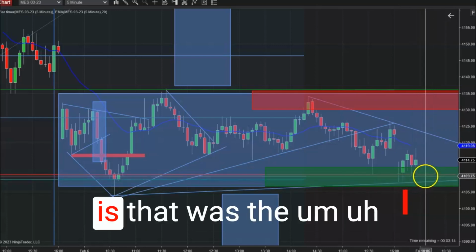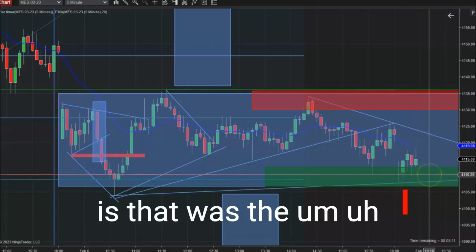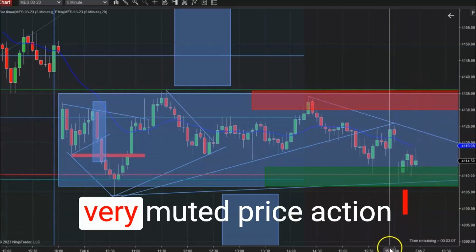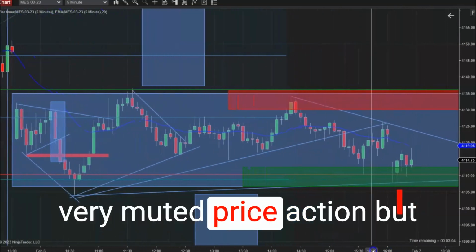So what do we have? That was the overnight low. Is the overnight high. Very muted price action. Very muted price action.